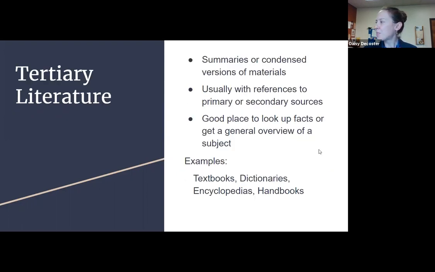And the last type of source is the tertiary literature, which consists of summaries and summarized versions of materials. They're a good place to get started to look up facts or get a general overview of the subject. And some examples could be textbooks, dictionaries, encyclopedias, etc.